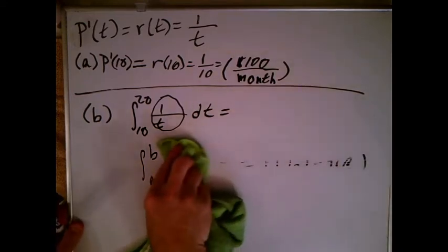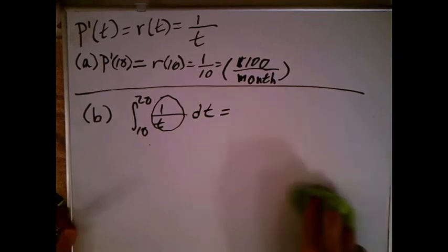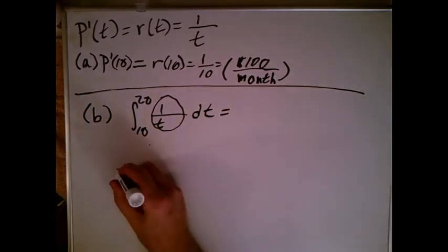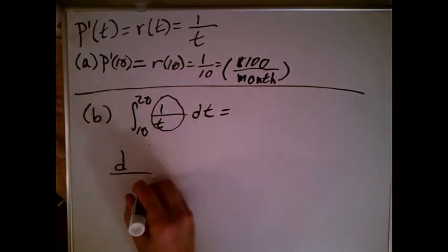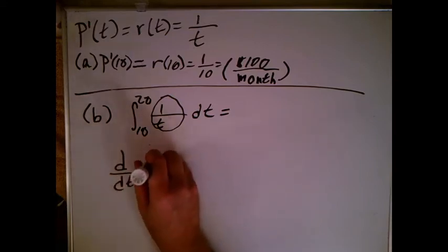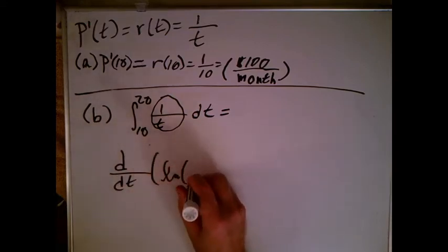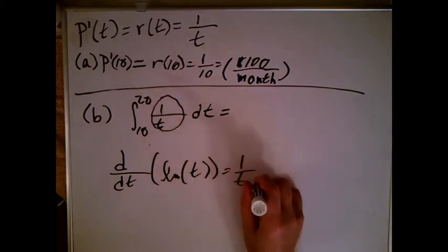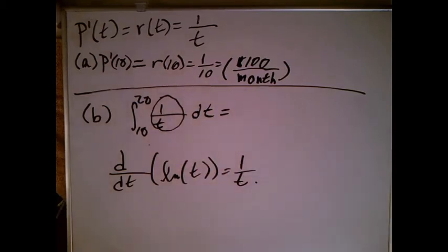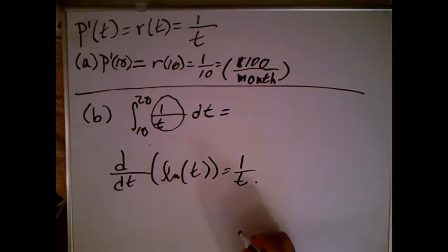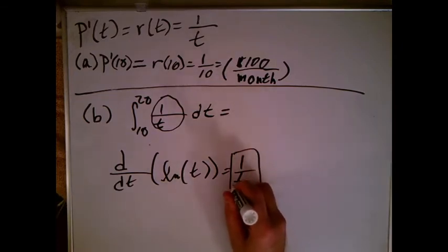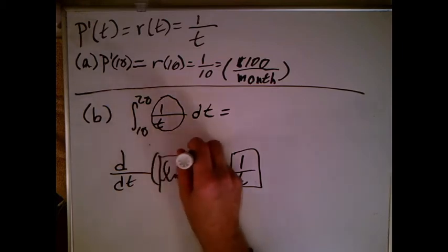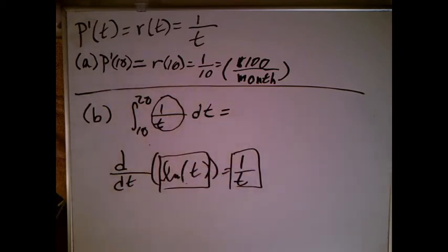For example, they told us that the derivative of the ln of t equals 1 over t, like that. And what does that tell us? That tells us that this is P prime, and then we can use this as P. And so what we want to do is plug in 20, plug in 10, and subtract.